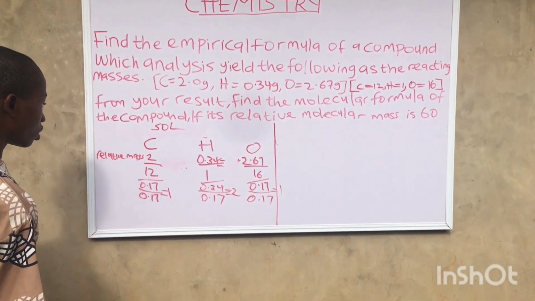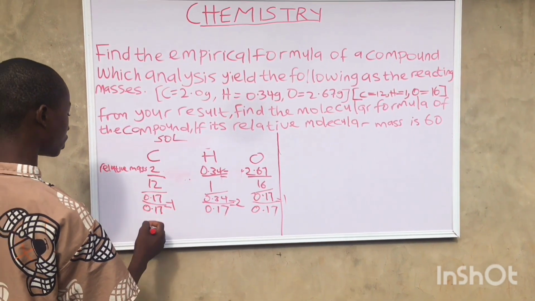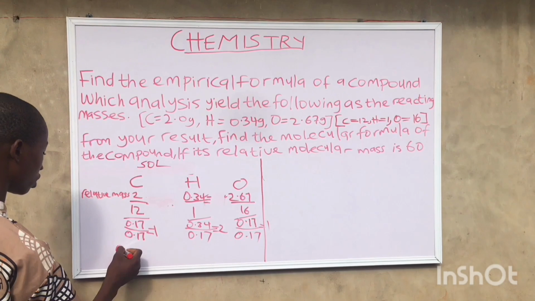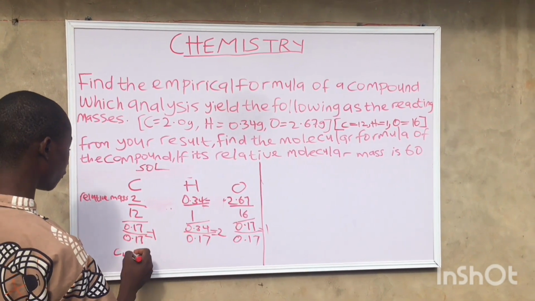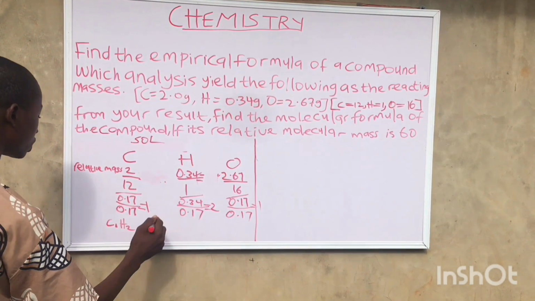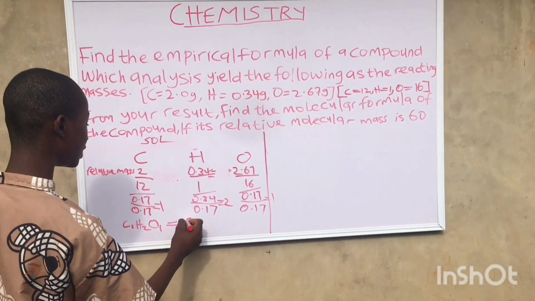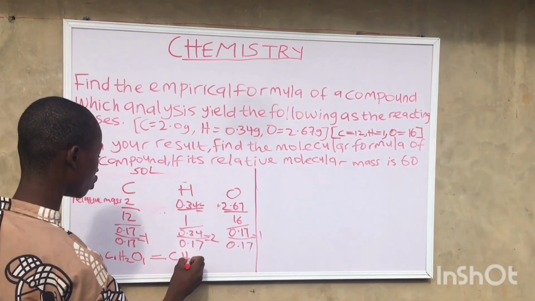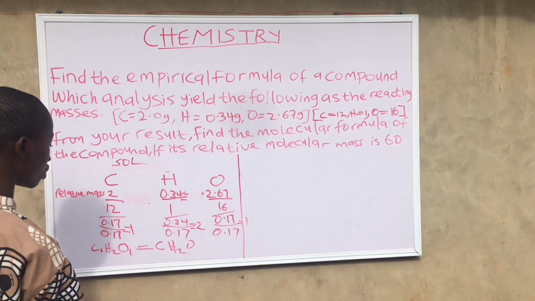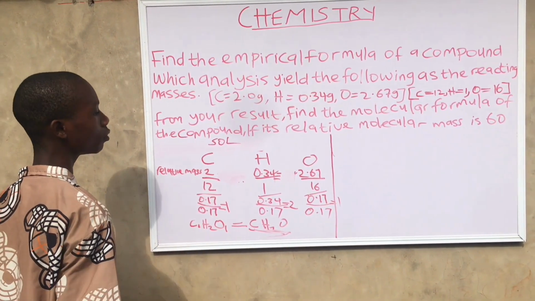So let's bring down our CHO. We have 1 carbon, C1. We have 2 hydrogen, H2, and we have 1 oxygen, O1. That's CH2O. We have CH2O. That's our empirical formula.